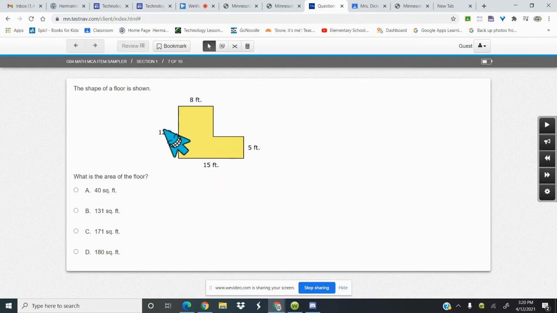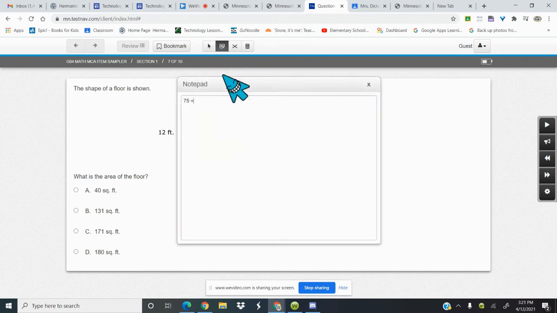And to figure that out, I would take 12, take away 5, is 7. So now I know this length here is 7 feet. So 7 times 8 would be 56. So I need 56. So 75 plus 56, that's 6 plus 5 is 11, and 8 plus 5 is 13. So I believe the answer is 131.